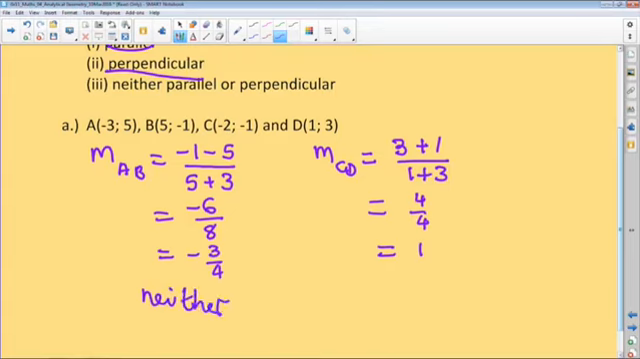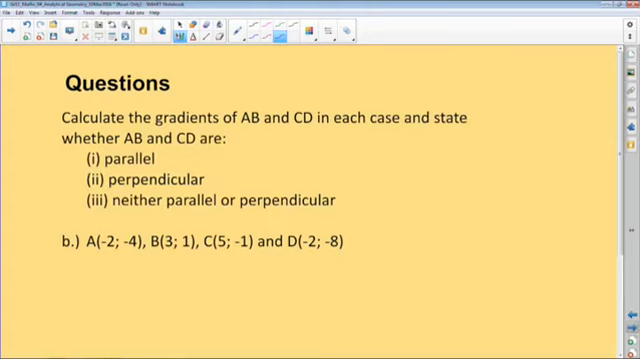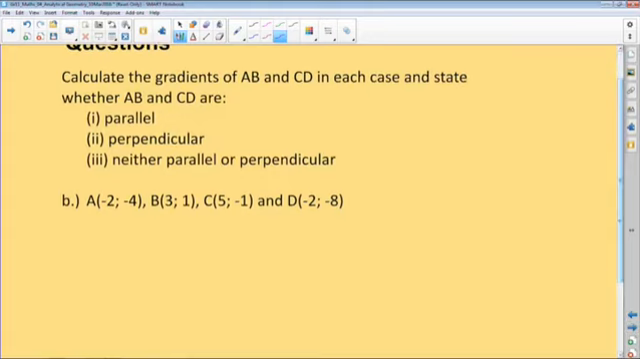Because we don't get the same gradient, or when we multiply the two gradients, we get -3/4, which is not -1. Okay? Right. Now the next problem, you've got the gradient of AB is 1 minus -4 all over 3 minus 2, which is a +2. And that we get 5 divided by 5, and that's a 1.